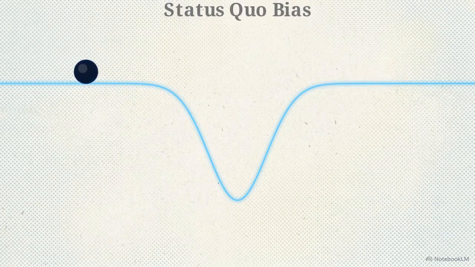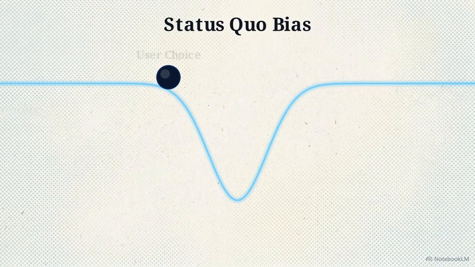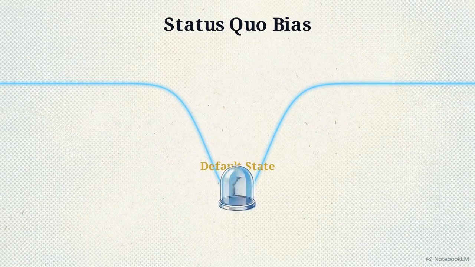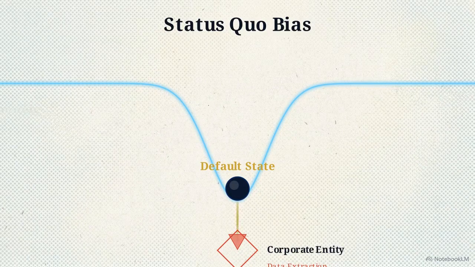This diagram illustrates how systems exploit our status quo bias. Humans have an innate preference for maintaining their current state of affairs. When faced with complex choices, we default to the pre-selected option, assuming the path of least resistance, represented here at the bottom of the gravity well, is optimal or protective. Companies use this inertia to maximize data extraction.